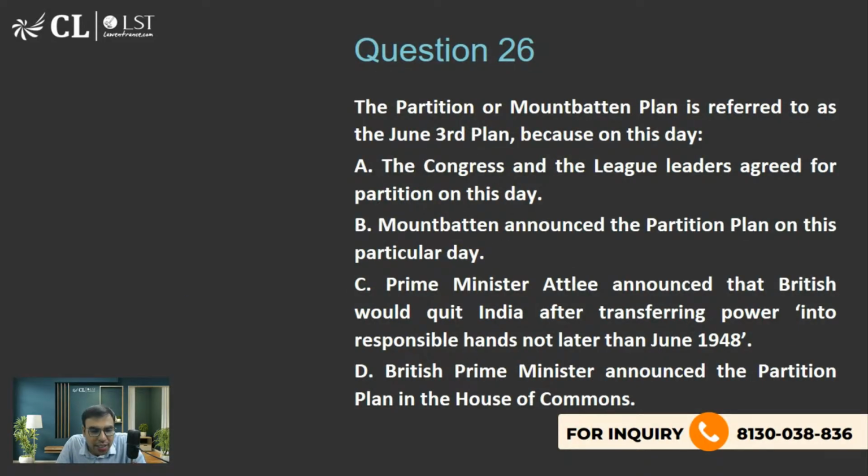The next one is the partition or Mountbatten plan, means the final plan. Lord Mountbatten was the Governor General or Viceroy. 3rd June plan is referred to as 3rd June plan. Why? What happened?